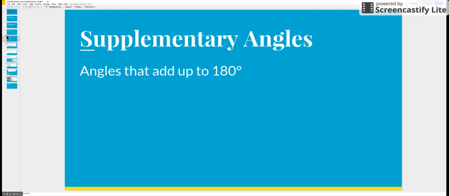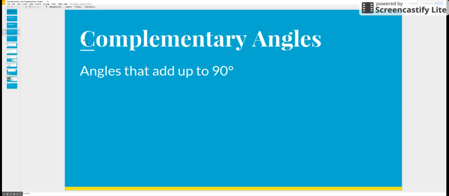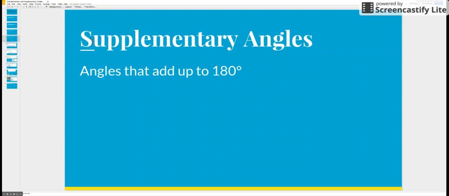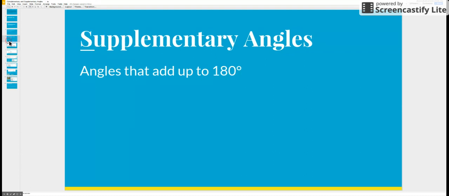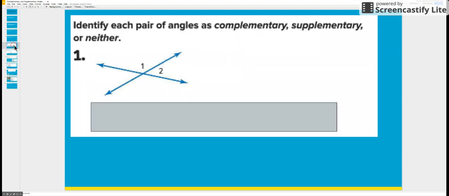In case you get them mixed up, I like to think of this. C comes before S in the alphabet. So if you think about it, 90 degrees comes before 180, like on a number line or something. It's just a quick way to try to remember.